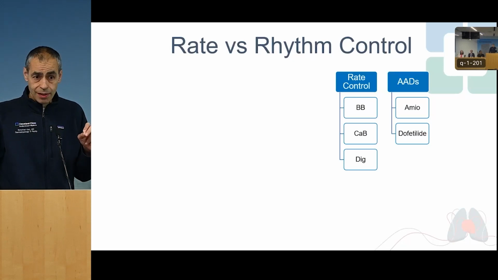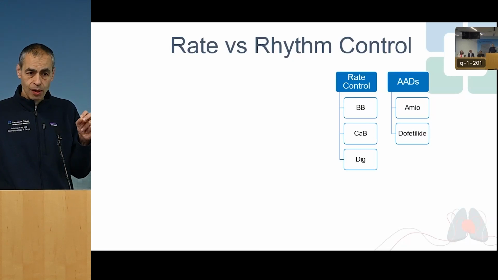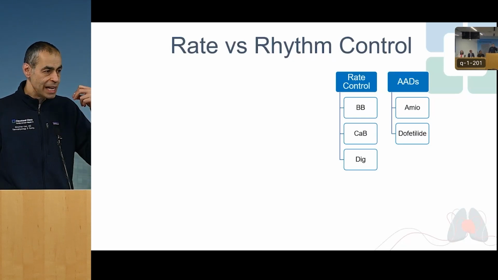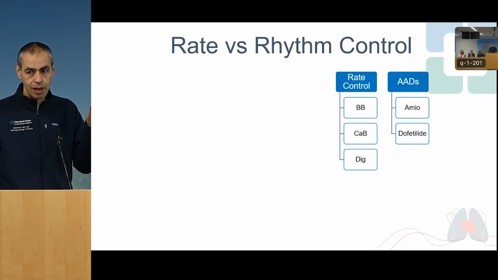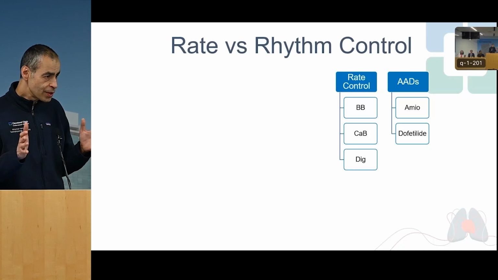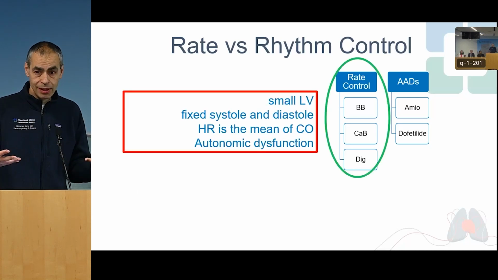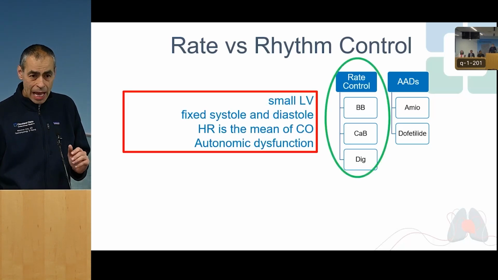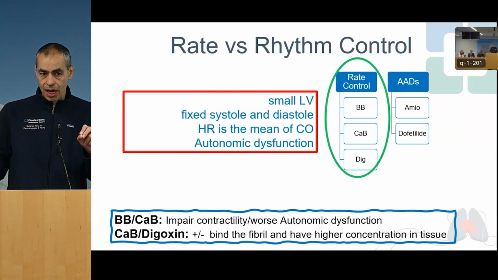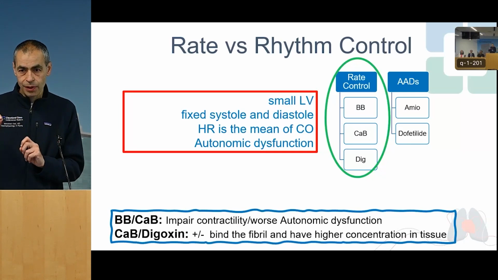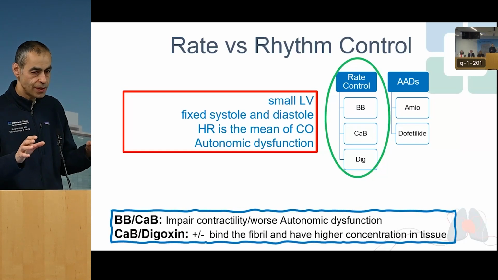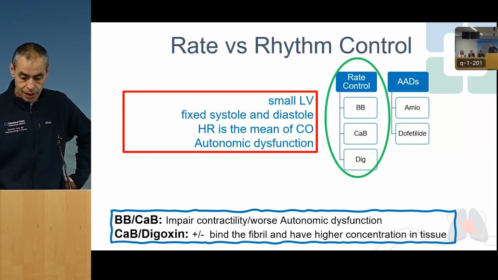Rate control strategy in these individuals is very tricky, because when patients go into atrial fibrillation, they lose their atrial kick, so the cardiac output will drop. And the only way they can compensate is by increasing their heart rate. So we have to be very careful about over-rate controlling these individuals, because their only modality of increasing the cardiac output is by increasing the heart rate. The other thing we have to be careful about with rate control medications, especially digoxin and calcium channel blockers, is that these fibrils have affinity to bind these medications. So you have to be very careful about calcium channel blocker toxicity as well as digoxin toxicity.